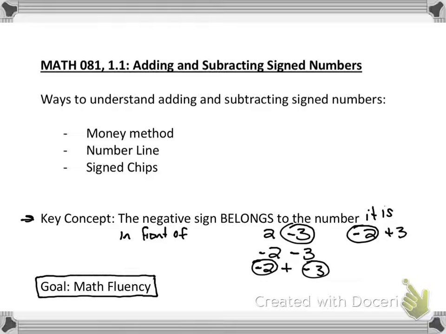Okay, and also I talked about how my overall goal for you is math fluency. I want you to achieve a level of comfort with adding and subtracting signed numbers without the use of technology. So in my first video, again, I gave an overview. The second video, we did the money method, then the number line method. This video, we're going to do the sign chips method.